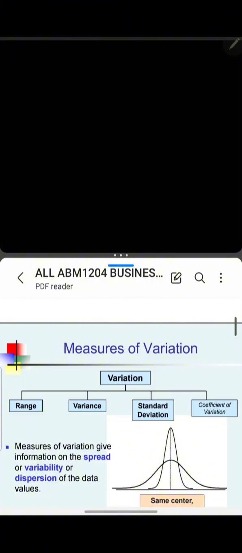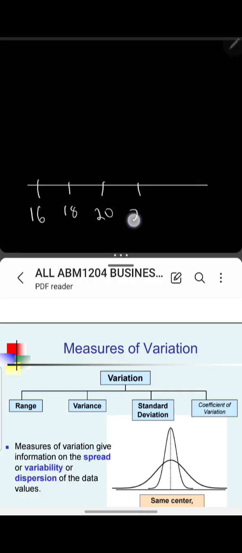The next measure is the variation. Variation gives us information on how spread or dispersed the data is. So let's say we go and collect data on ages of people in our class, and we have 16, 18, 20, 22, 24.